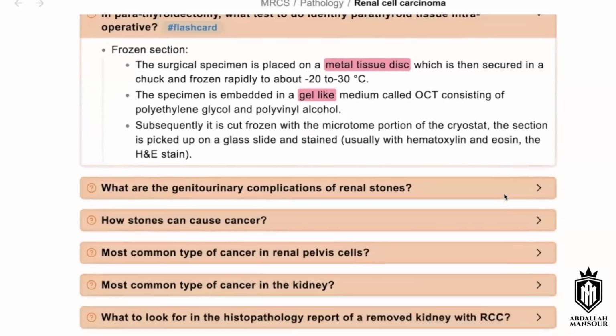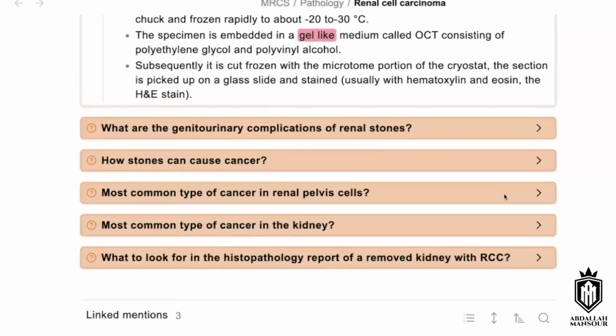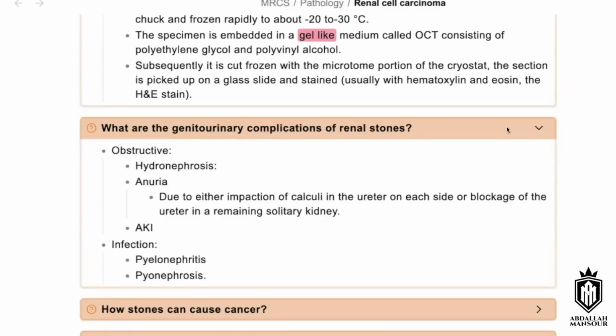Okay, what are the genitourinary complications of renal stones? Okay, there will be multiple complications: either infection, which will lead to pyelonephritis, or obstruction, which will lead to renal failure, and formation of renal cell carcinoma due to repetitive irritation, also fistula formation, and there could be a rupture.